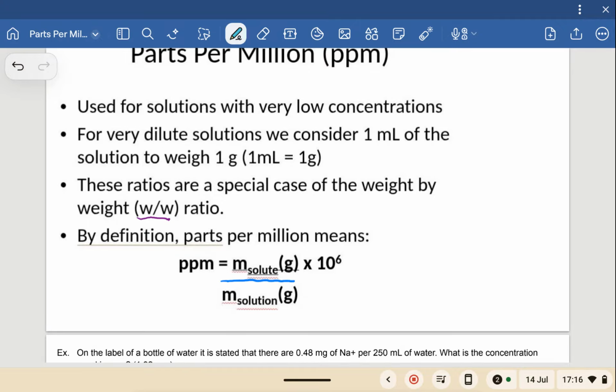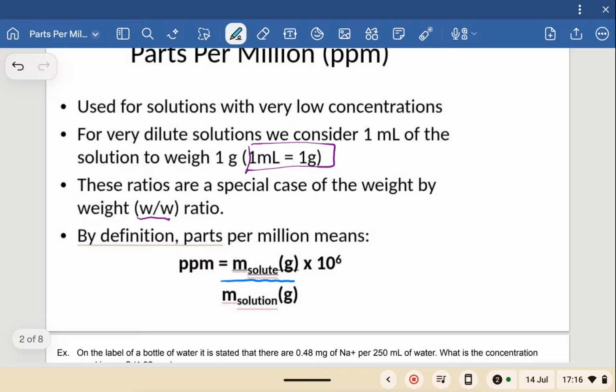So instead of measuring the concentration as just grams per liter or moles per liter or anything like that, we're going to use parts per million. There is some extra information here just to remember. If you do have a solution and you're given volume, 1 milliliter will equal 1 gram. So we can just replace the units if needed.